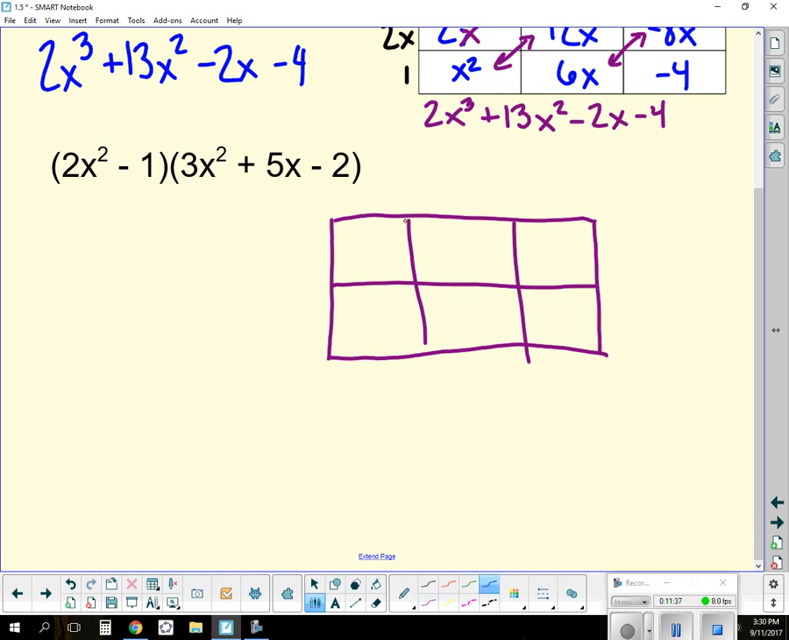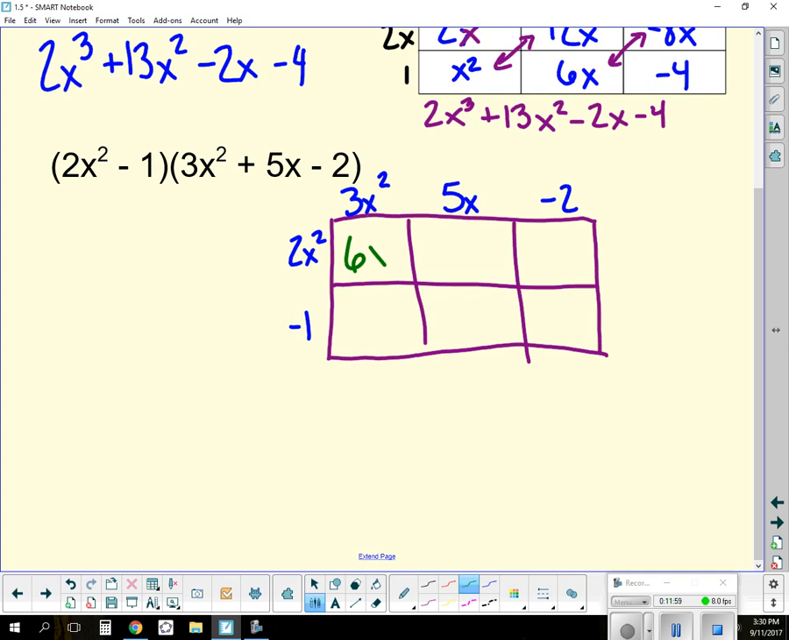Not as neat when it's hand-drawn, I guess. 3x squared, positive 5x, negative 2. And down here I have 2x squared and negative 1. I'm just pulling these straight from the polynomials. Then look at what's outside of each box, what's on top of it, and what's to the left, and that's what you will multiply. 3 times 2 is 6.